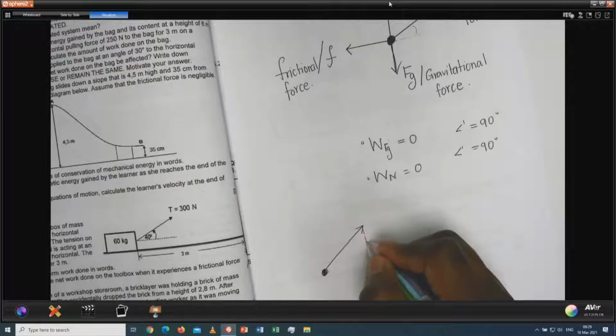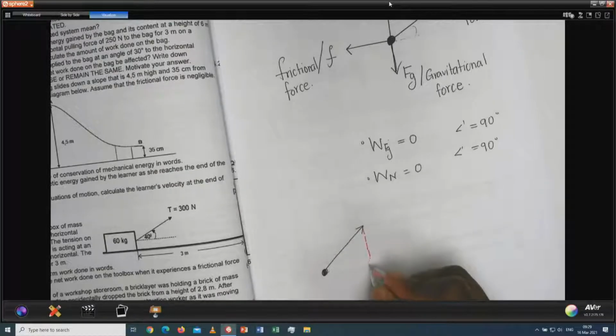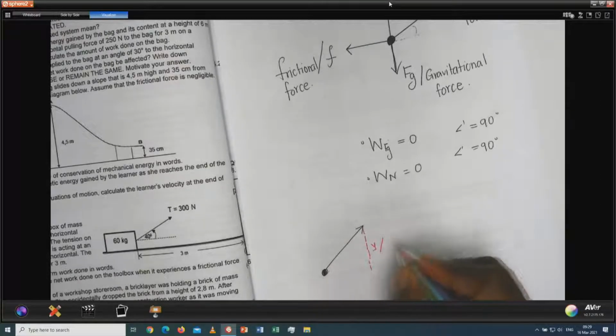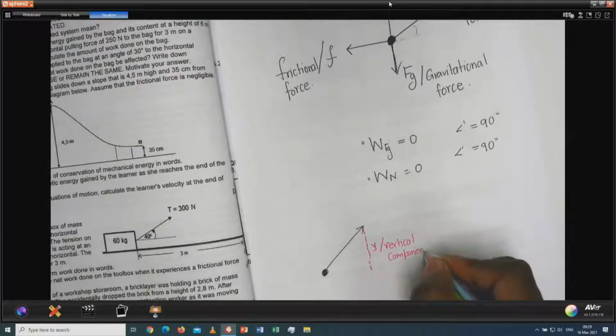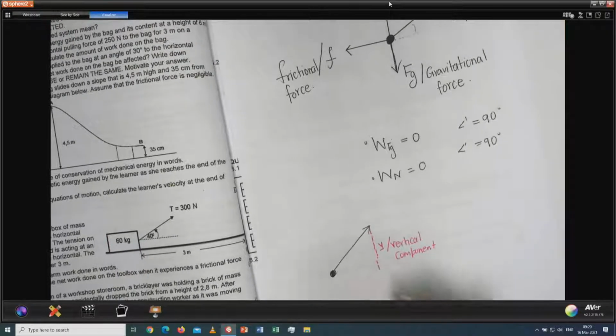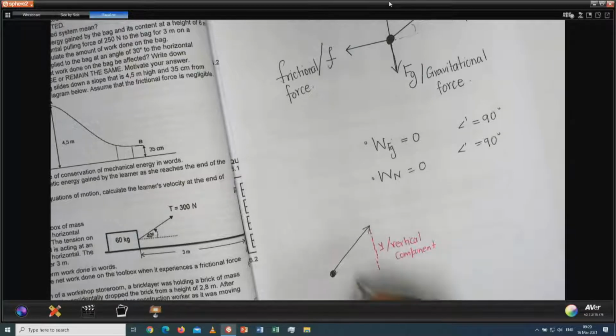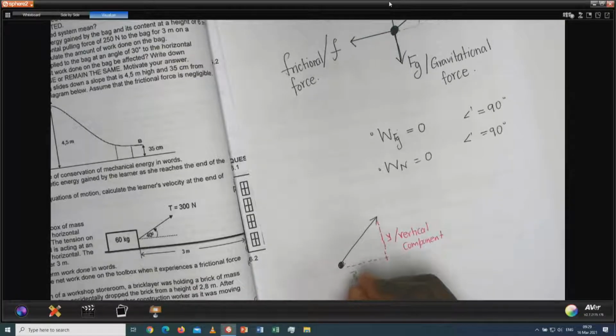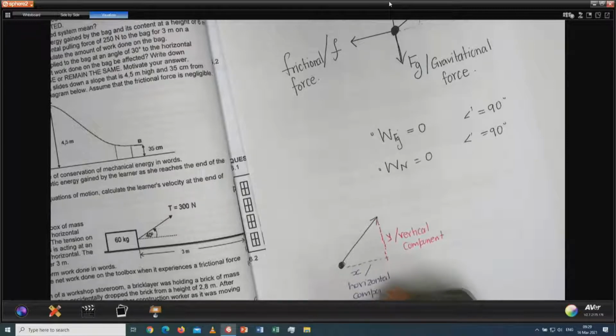Now, if we look here, I hope my pink pen is very visible. We have the y component, sometimes called the vertical component of the force. And then we also have this component, which is the x component or horizontal component.